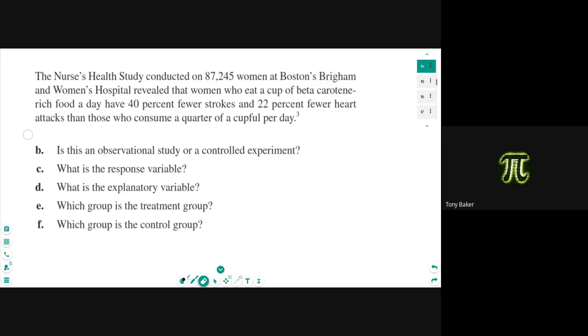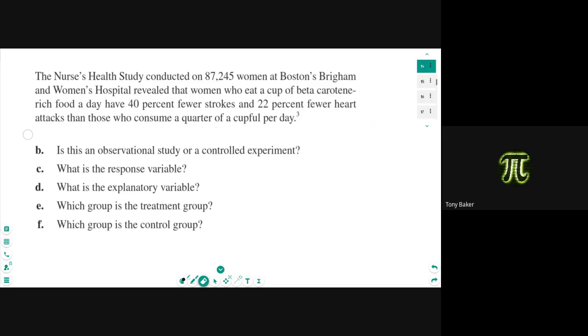Okay, make your argument. The only reason I think that is the measurements of the food they eat, like it's pretty exact at being a cup or less than a quarter of a cup, which means they had some kind of control over the serving size, I guess. Okay.